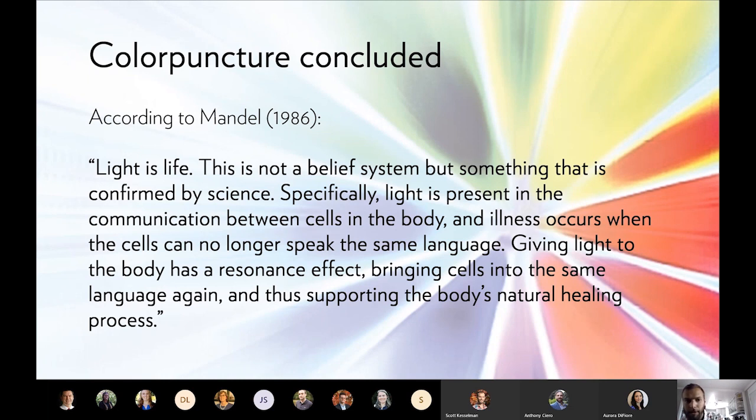As a conclusion to color puncture, I want to quote Mandel in his book that I have, Introducing Esthetics, from 1986. He said, "Light is life. This is not a belief system, but something that is confirmed by science. Specifically, light is present in the communication between cells in the body. An illness occurs when the cells can no longer speak the same language. Giving light to the body has a resonance effect, bringing cells into the same language again and thus supporting the body's natural healing process."